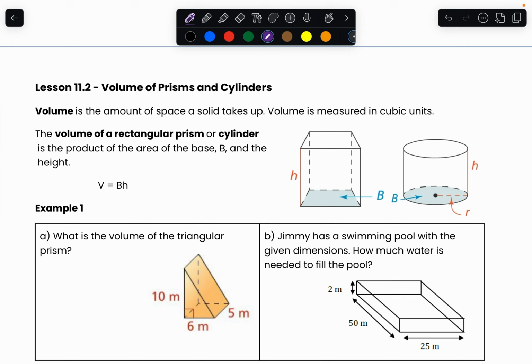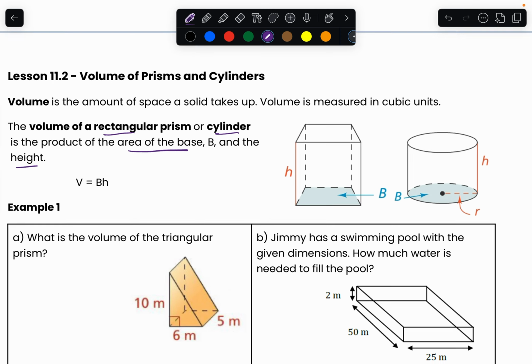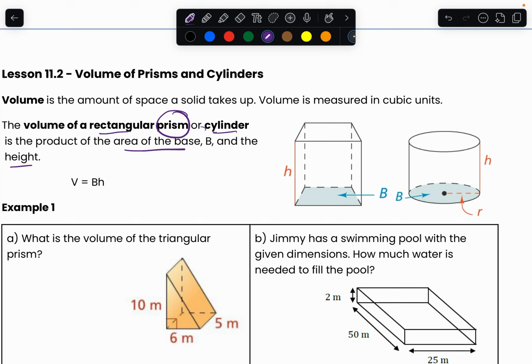Now, the volume of a rectangular prism or a cylinder is the product of the area of the base and the height. So basically, as long as you're finding the volume of any prism, and that doesn't include just the rectangular prism, it can also include triangular prisms and any other prisms. And as long as you're trying to find the volume of a prism or cylinder, then to figure it out, you're just basically doing the base times the height. Okay.